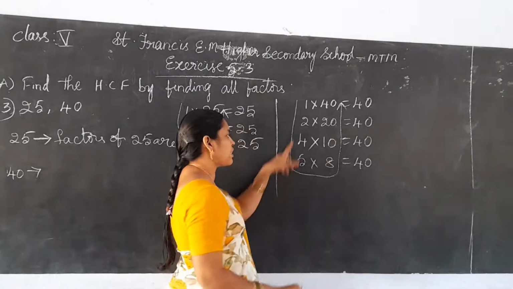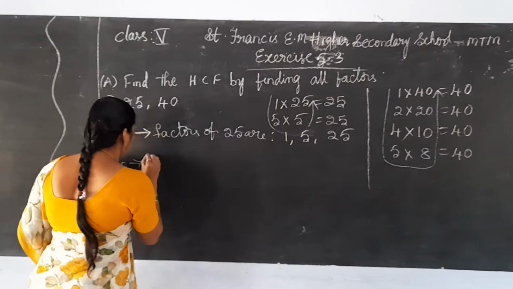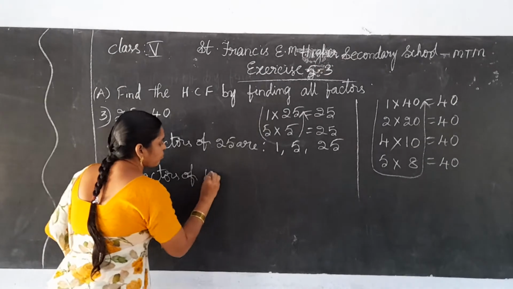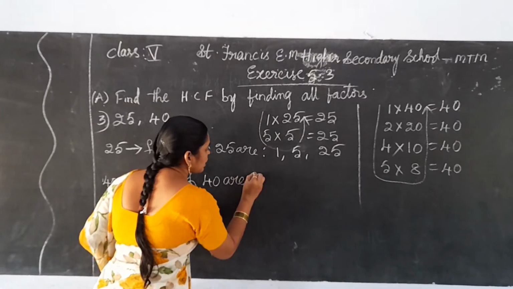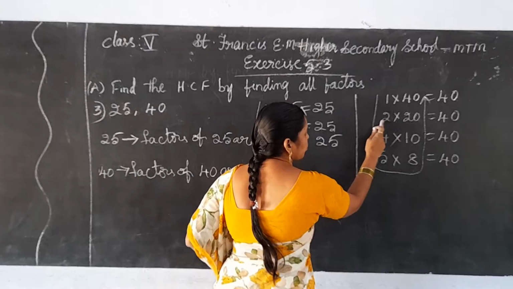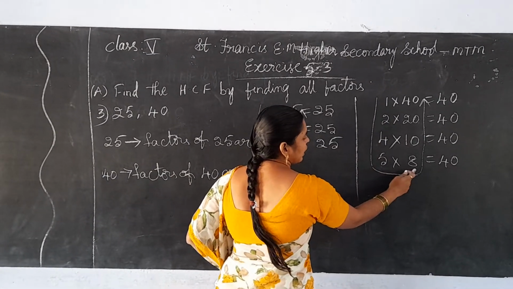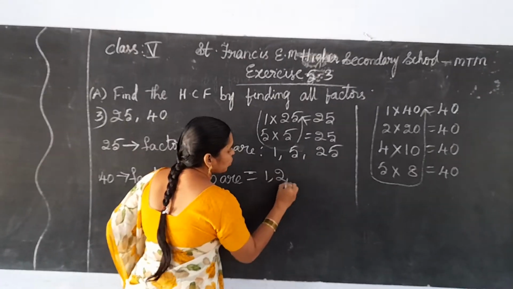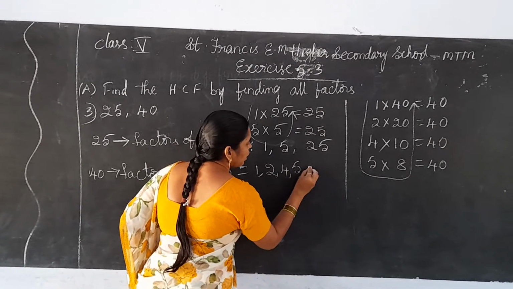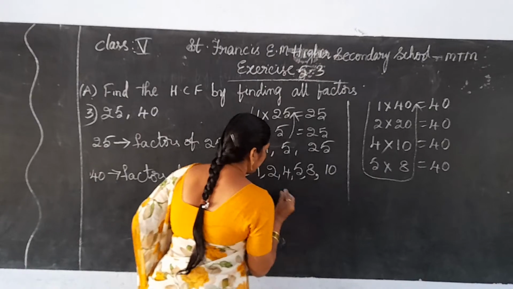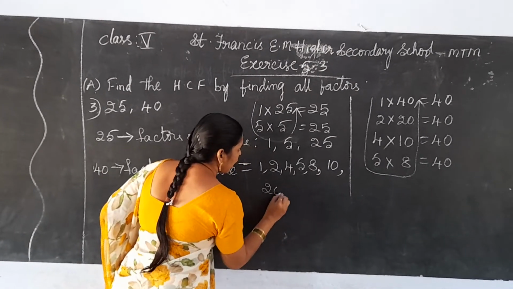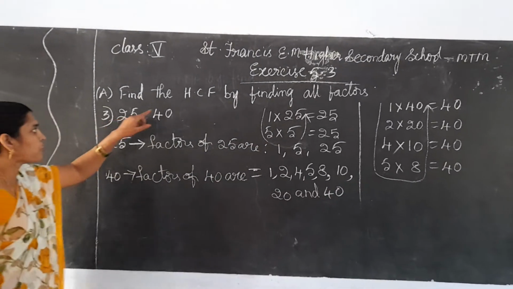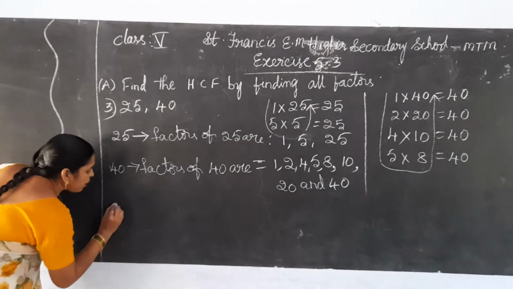Now write all the factors in a U shape. What are the factors of 40? See here, children: 1, 2, 4, 5, 8, 10, 20, 40. Then I am writing 1, 2, 4, 5, 8, 10, 20 and 40. Right? Now, for finding the HCF, first you write the common factors of 25 and 40.